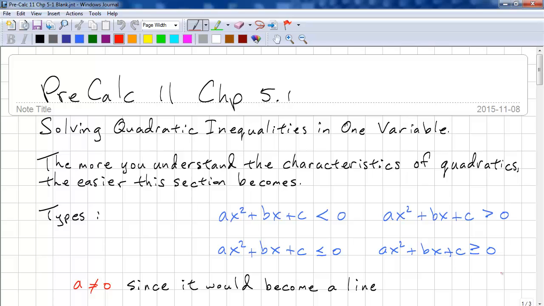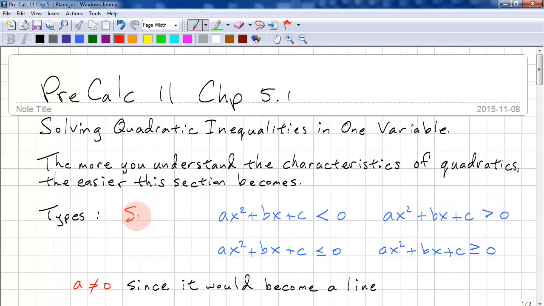Pre-Calc 11, Chapter 5.1. We're going to be looking at solving quadratic inequalities in one variable. And the more you understand about the characteristics of quadratics, the easier this section becomes.